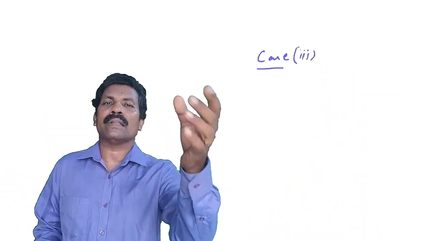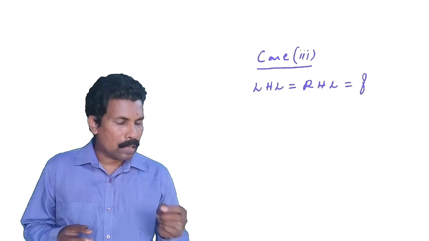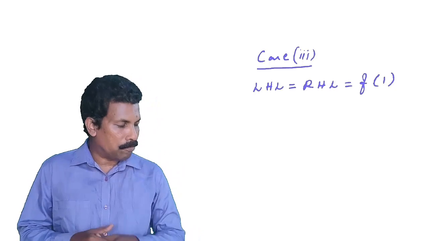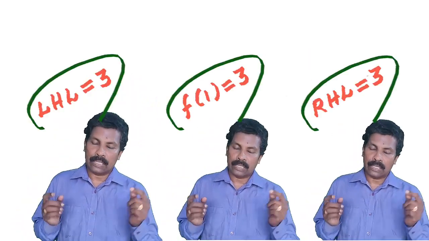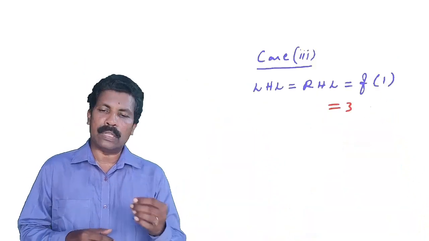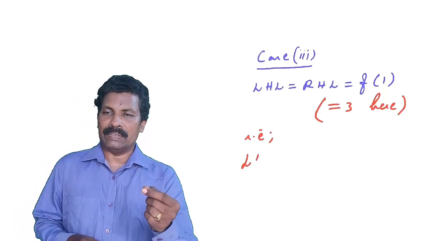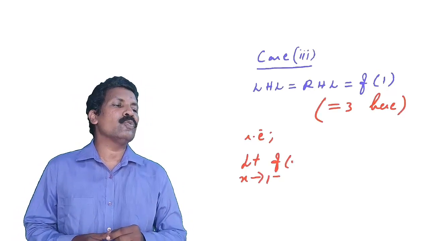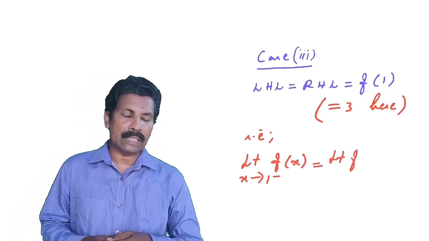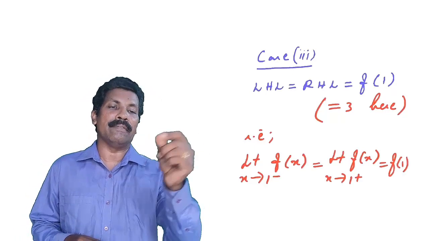And in case 3, what was LHL? LHL is equal to RHL is equal to f of 1, which is equal to 3 here. That is, limit of f(x) as x tends to 1 minus is equal to limit of f(x) as x tends to 1 plus is equal to f of 1.